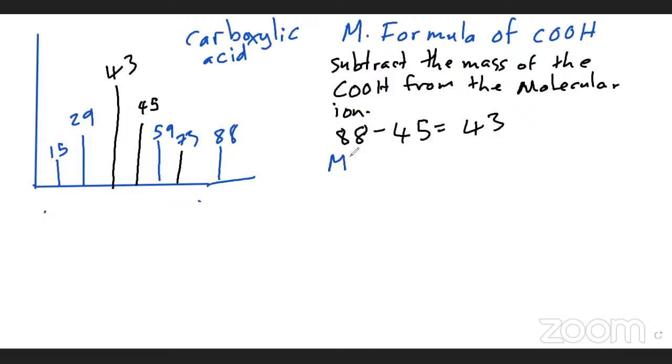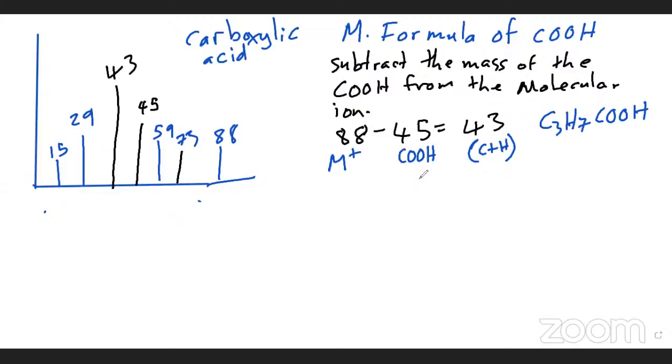Let me just label again. So this is your molecular ion. This here is the functional group. You're basically subtracting the mass of the functional group. If it was an alcohol, you would subtract the mass of what? The OH group. Good. So if 43 here, this is the mass of carbon plus hydrogen. And by now, all know that 43 is always what? C3H7, sir. That is correct. So 43 is C3H7. Then it is attached now to the functional group COOH. And that is your carboxylic acid.